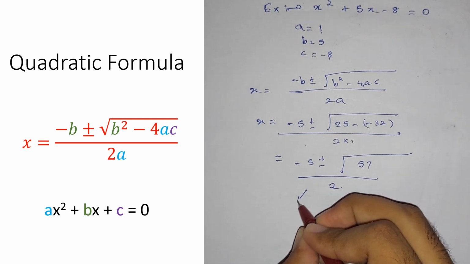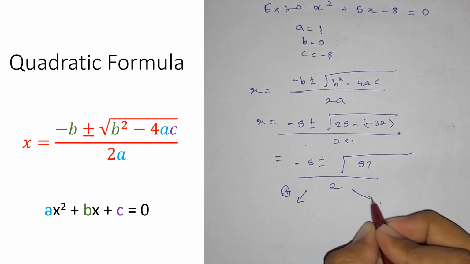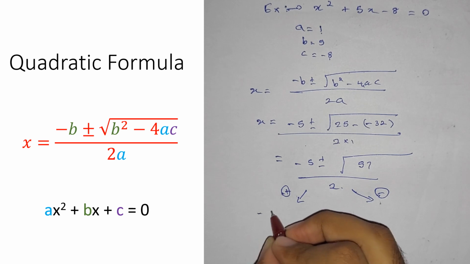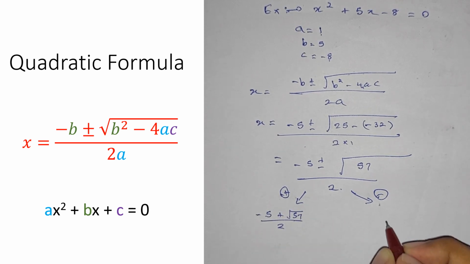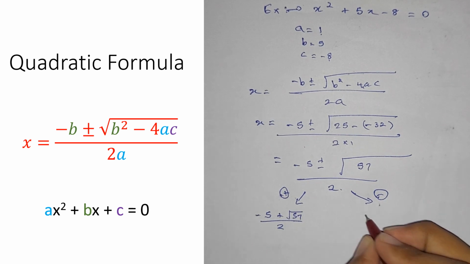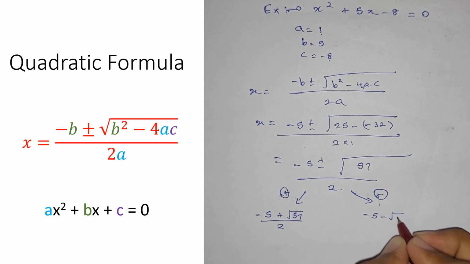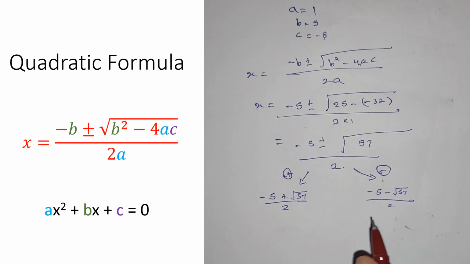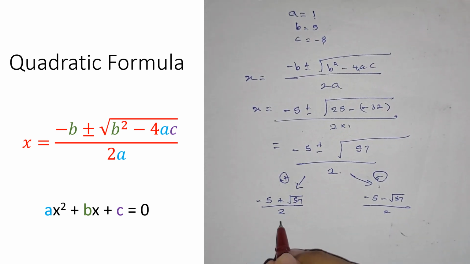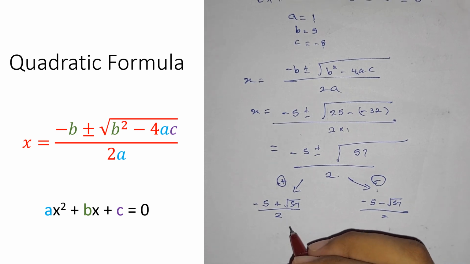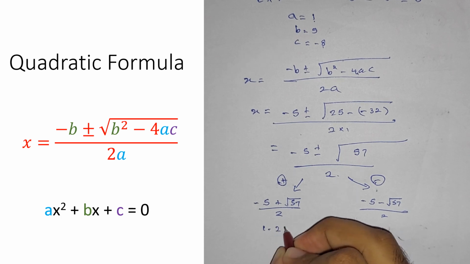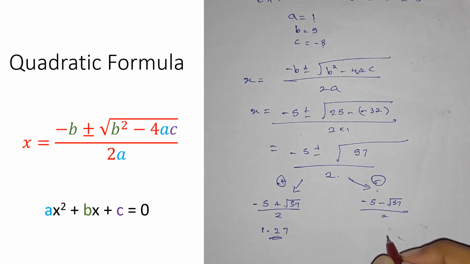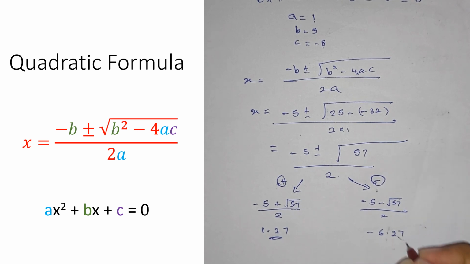So as before, it takes the plus side and the minus side. Minus 5 plus root 57 over 2, and minus 5 minus root 57 over 2. If you want, you can simplify further, but it is not necessary. The decimal values will be 1.27 and minus 6.27.